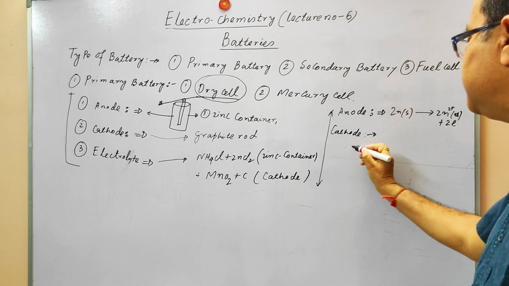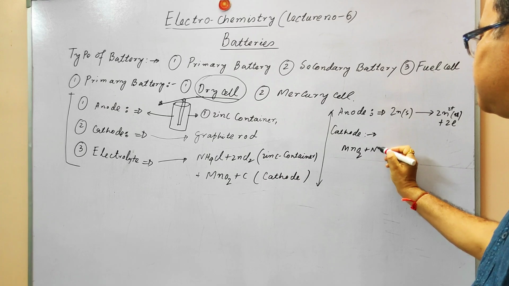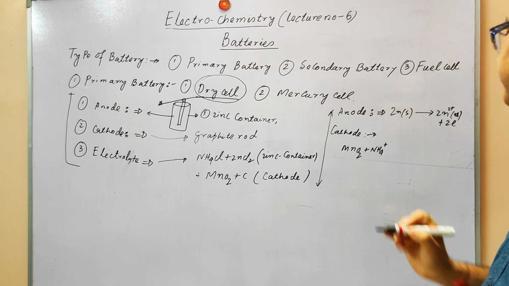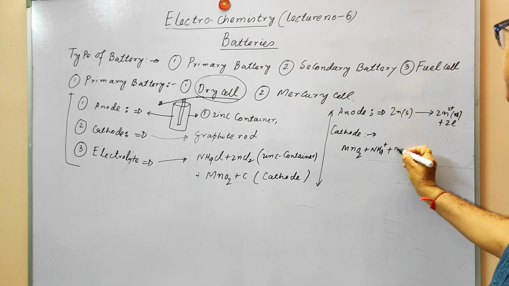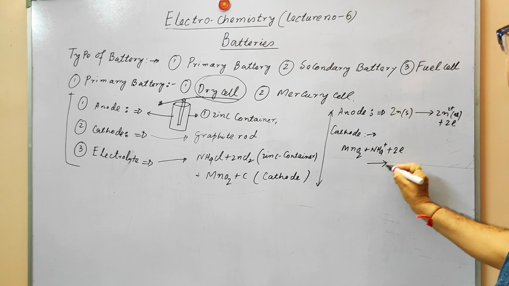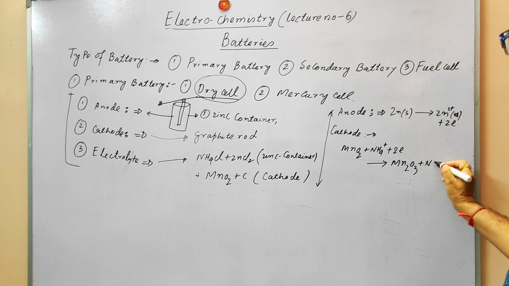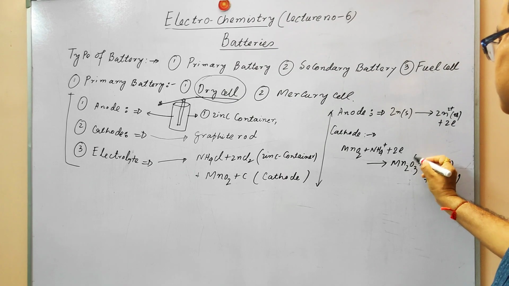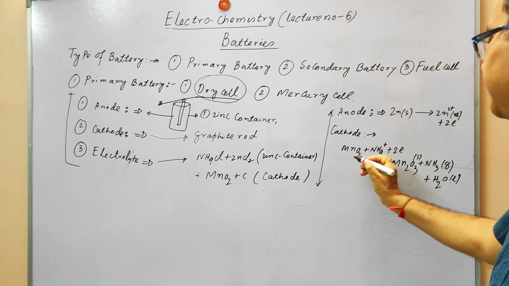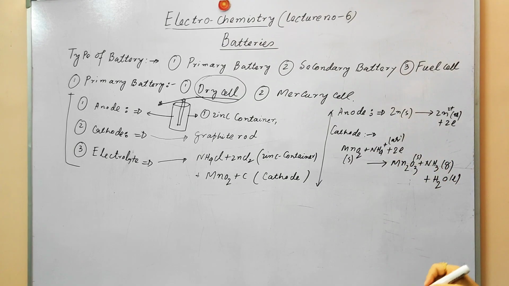the reaction is this: MnO2 plus ammonium, this NH4+ ammonium ion, plus 2 electrons, and this is going to produce Mn2O3 plus ammonia gas plus H2O. So this is solid. MnO2 is solid, and it is in the aqueous medium. So it is going to produce this.